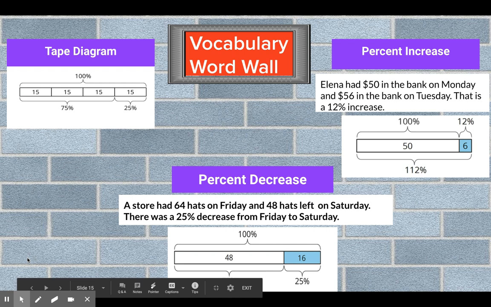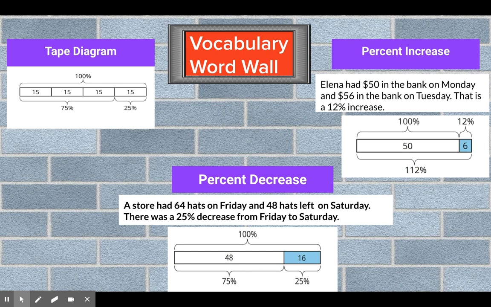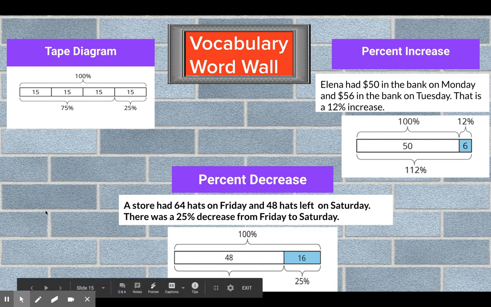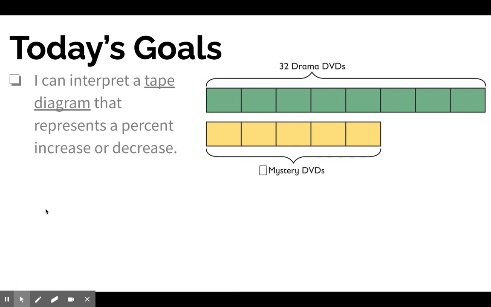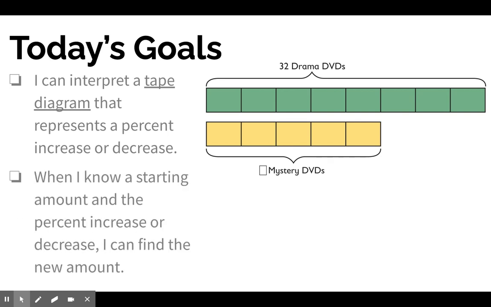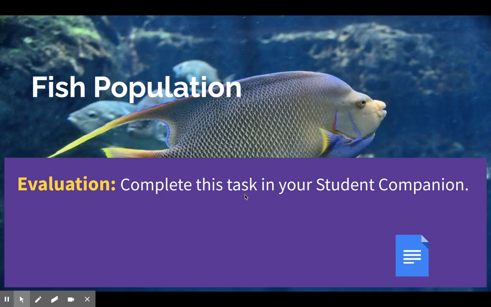Here's our word wall talking about tape diagrams, percent increase, and percent decrease, because those were important terms for today's lesson. Now let's recap what our goals were for today. We wanted to be able to interpret a tape diagram that represents a percent increase or decrease. And we also wanted to know that when we know a starting amount and the percent increase or decrease, we could find the new amount.